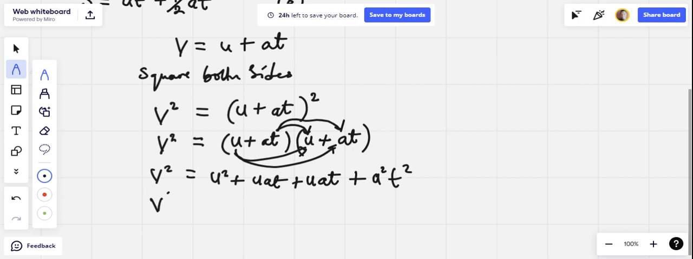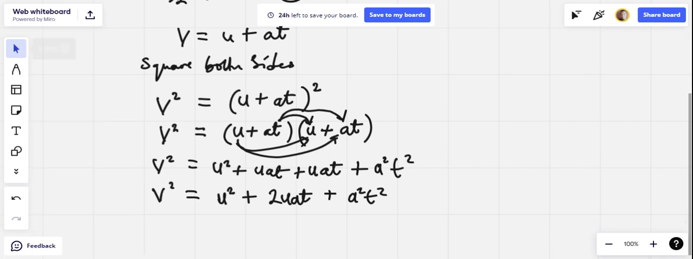So we simplify further. V squared equals, we have U squared here. You see we have UAT twice, so they are like terms. UAT plus UAT are like terms, so you can add them. When you add them, that will be 2UAT plus A squared T squared. So we proceed.